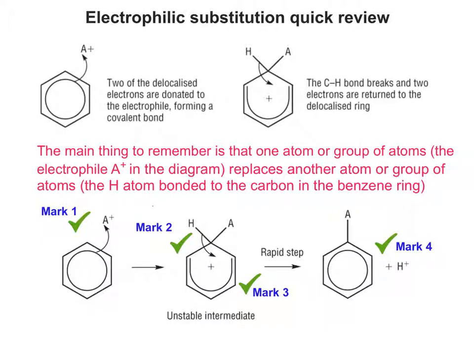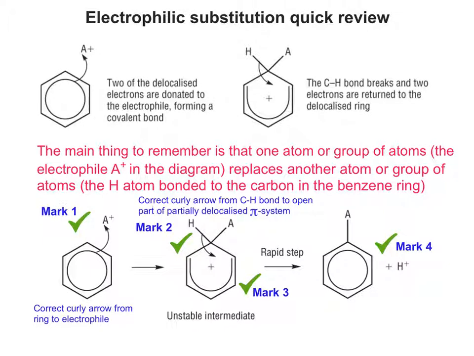So have you worked it out yet? You can see that there's 2 marks in the middle and 1 mark either side within the whole mechanism. So the first one is for the correct curly arrow from the ring to the electrophile. The second one is to show the curly arrow correctly coming from the carbon-hydrogen bond to the open part of the partially delocalized pi system, the U shape in this particular case.